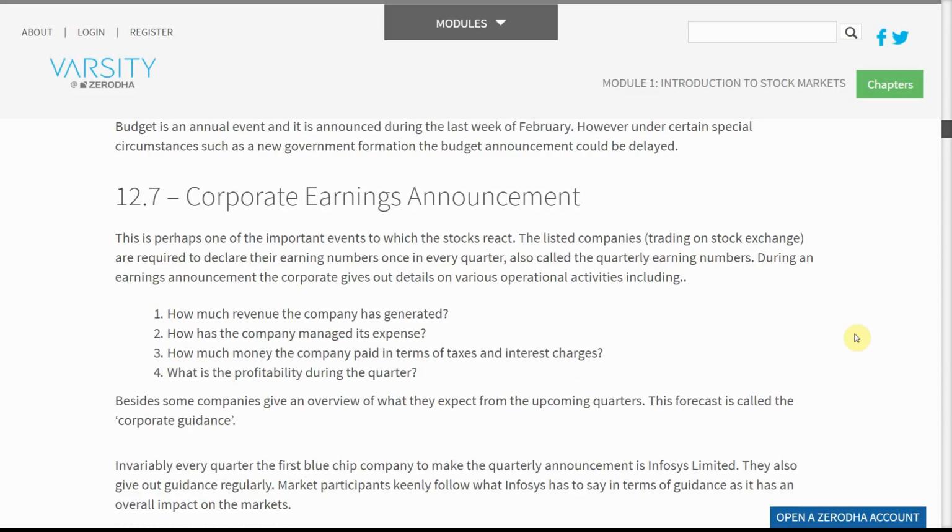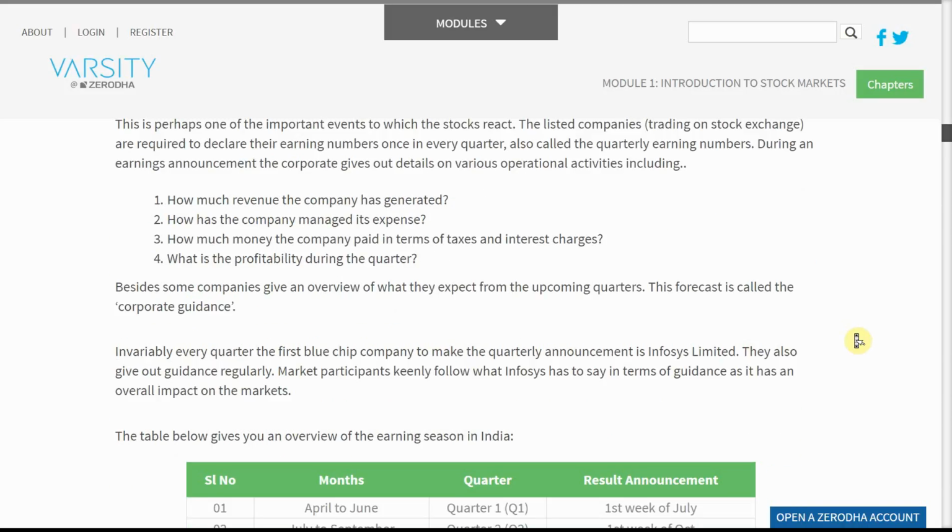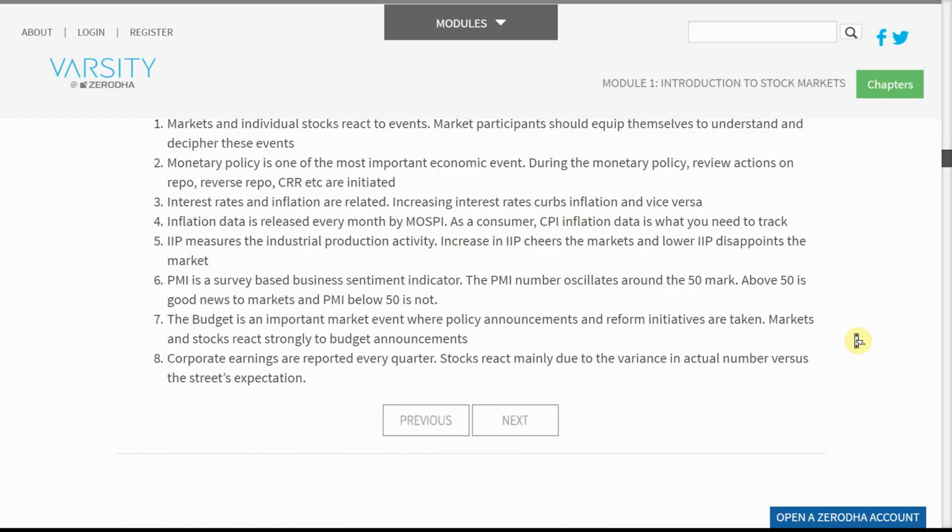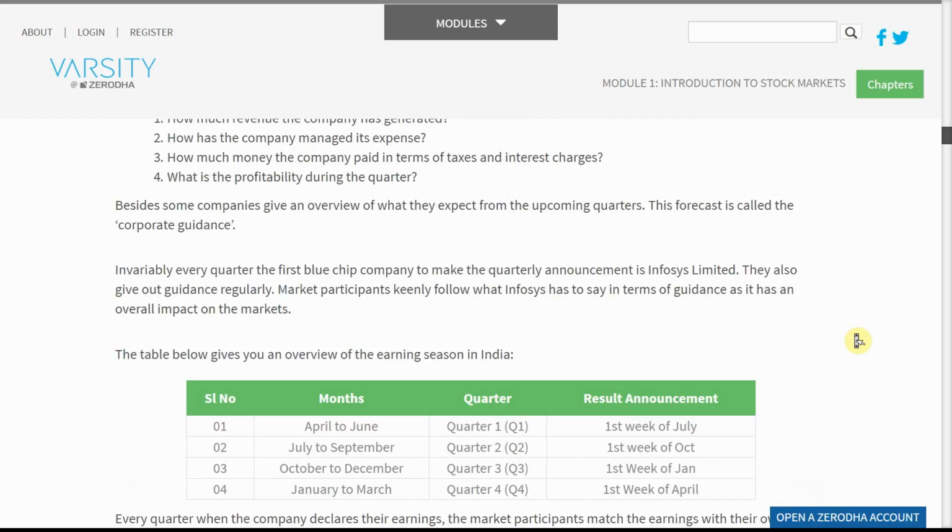Invariably, every quarter, the first blue-chip company to make the quarterly announcement is Infosys Limited. They also give out guidance regularly. Market participants keenly follow what Infosys has to say in terms of guidance, as it has an overall impact on the markets. The table below gives you an overview of the earnings season in India.